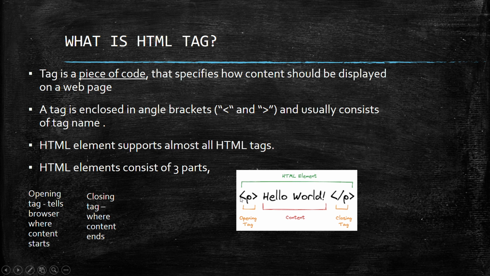The opening tag tells the browser that the text begins from here, the content is going to start from here. And the closing tag tells the browser where the content ends. And there is the content in between the opening and closing tag that is specified.